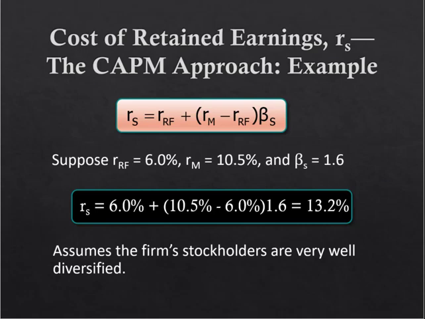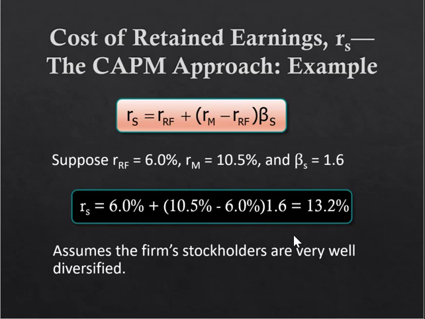In this example, suppose the risk-free rate is 6%. The market rate is 10.5% and beta is 1.6. What's the required rate of return on the stock? Well, the required rate of return on the stock is 6%, the risk-free rate, plus the market risk premium, which in this case is 4.5% times 1.6. That gets you, again, order of operations, 4.5 times 1.6 plus 6, gets you 13.2%.